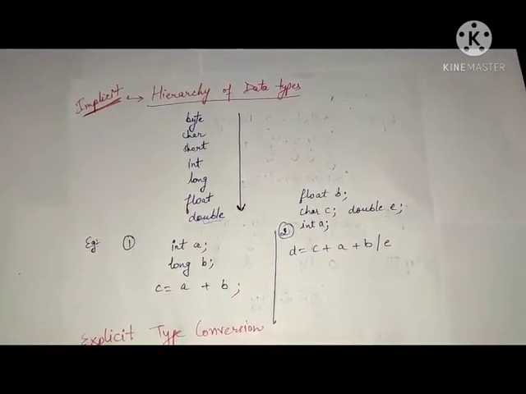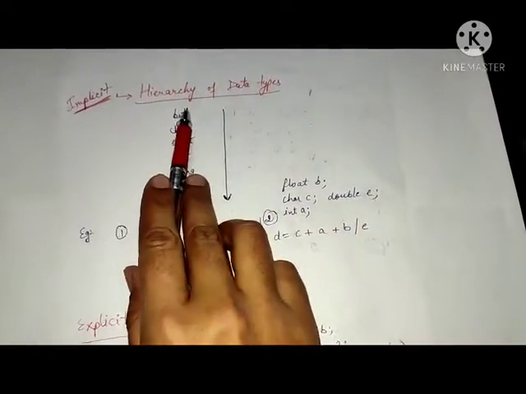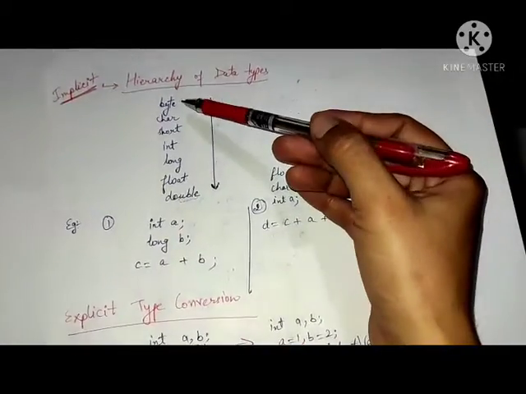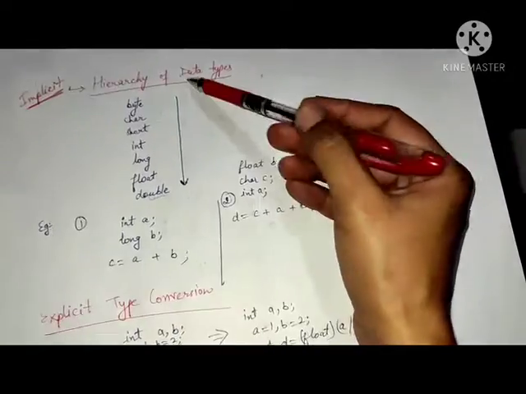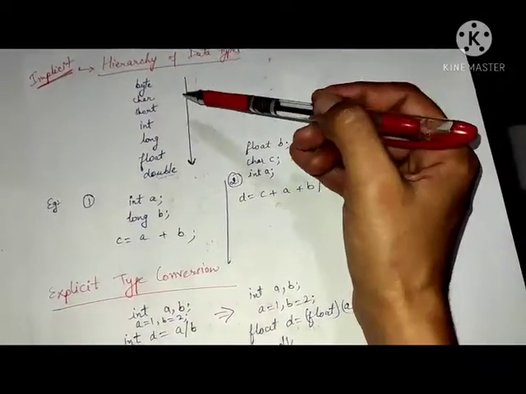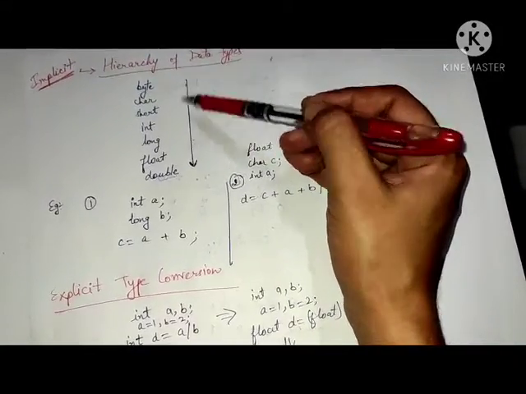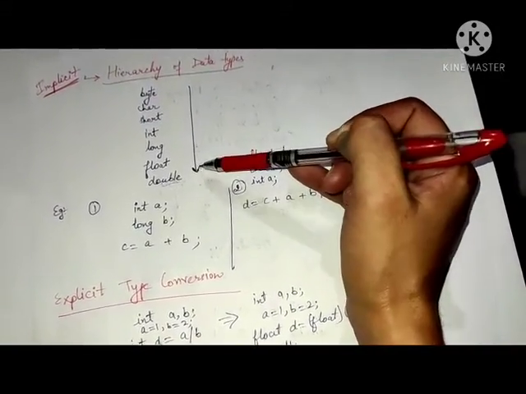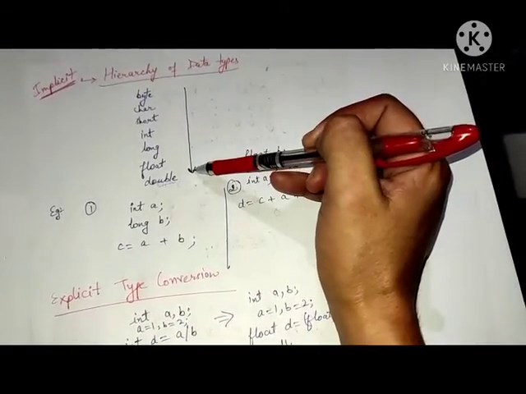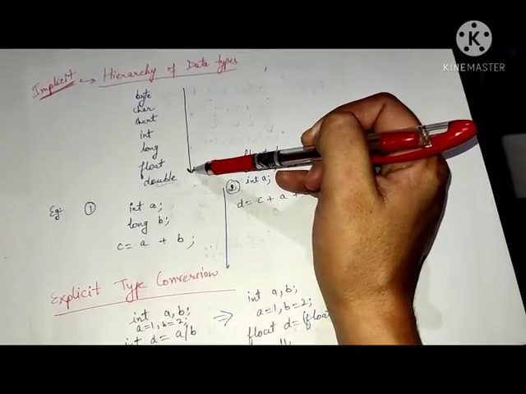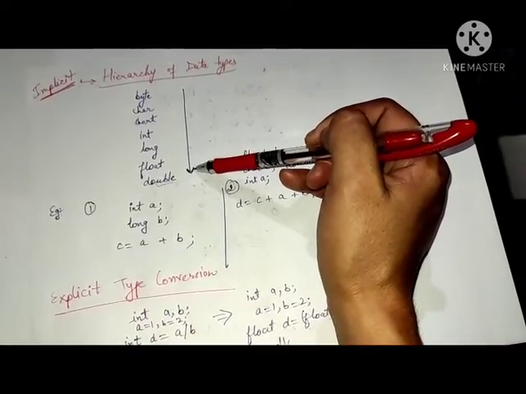In implicit type conversion, how are the data types converted automatically? So there is a hierarchy of data types: byte, char, short, int, long, float, double. These are all the data types that we can use in an expression. So this arrow marks the direction from lower to highest data type. When there is a need of automatic conversion, then lower data types are always converted into higher data types.